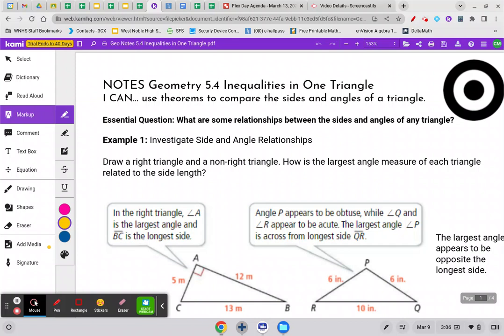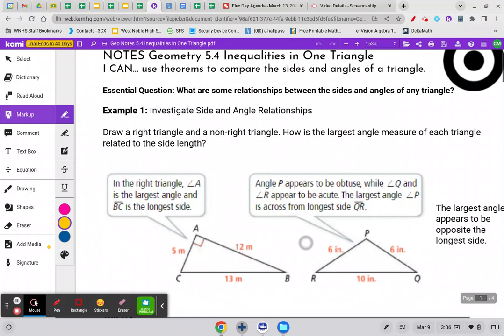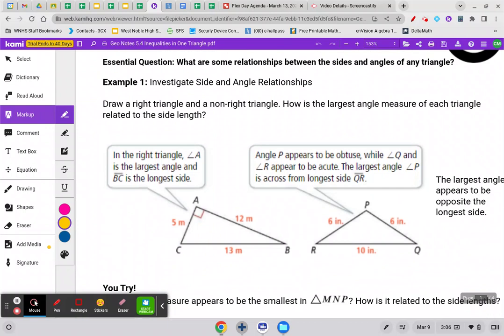We draw a right triangle and a non-right triangle. How is the largest angle measure of each triangle related to the side length? So in our right triangle, angle A is the largest angle and BC is the longest side. So you might notice something.